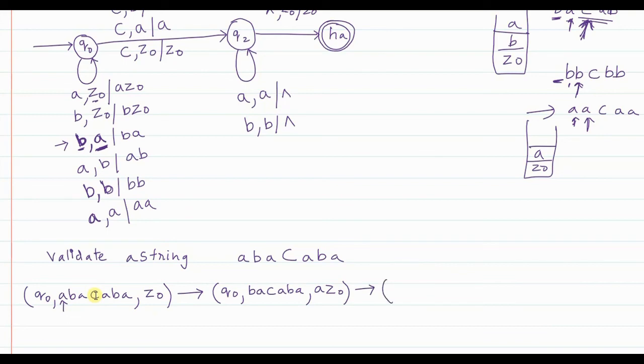Then you are still in Q0 state. Now in Q0 state, if this B is read, what do you do? You are going to push it onto the stack and the pointer moves to the next input element, and you remain in the same state Q0. The B which you have encountered, you push onto the stack. So the current stack content will be BAZ0, and whatever remains to be read will be ACABA.